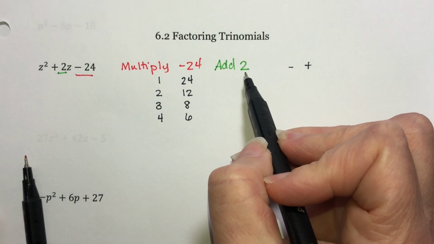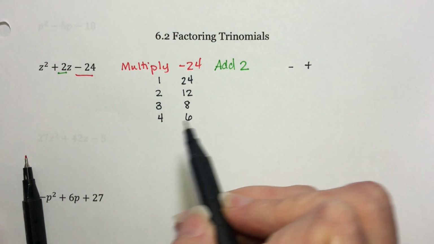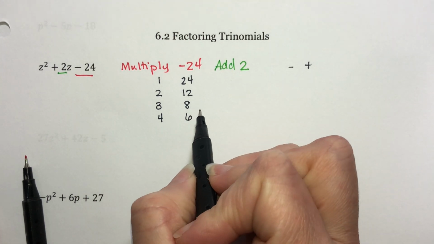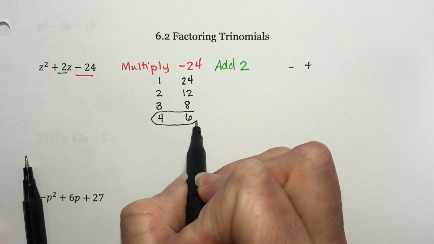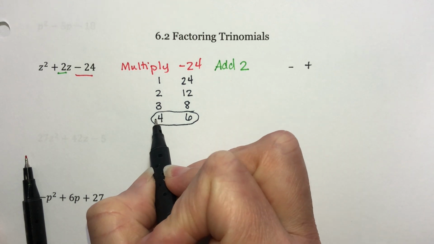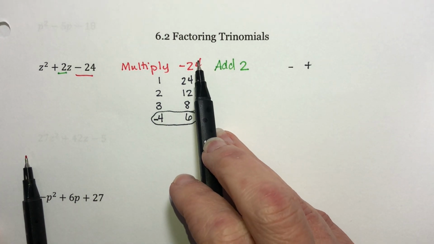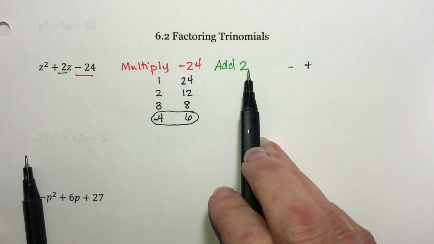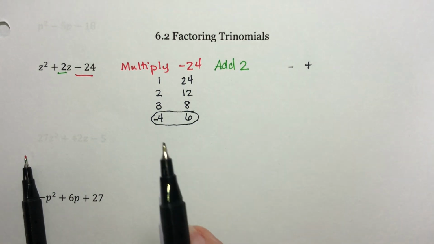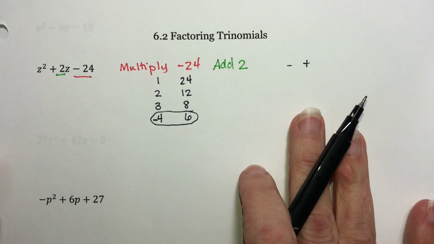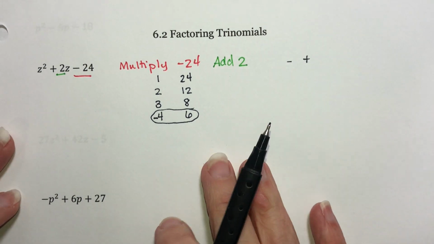Okay, now I want some that add to a 2, knowing that one of these is a negative. It looks to me like if I take the 4 and the 6, and I make the 4 a negative number, that will multiply to a negative 24, and when you add them together, you get a positive 2. Okay, so we have our answer here, we just don't realize it yet.